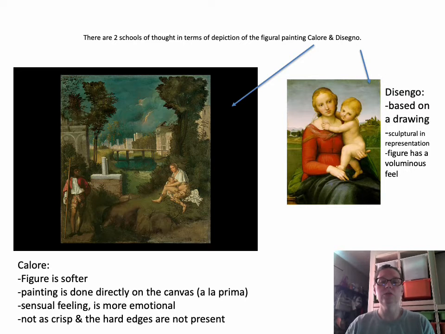There are two schools of thought in terms of depiction in High Renaissance work. The first school of thought is called colore. The second one is called disegno. I'll explain more what each style is, but for now, know that the Raphaelites, Michelangelo, Leonardo, Raphael, all work in the disegno style. This is where the painting is based on a drawing, and it tends to be somewhat sculptural.